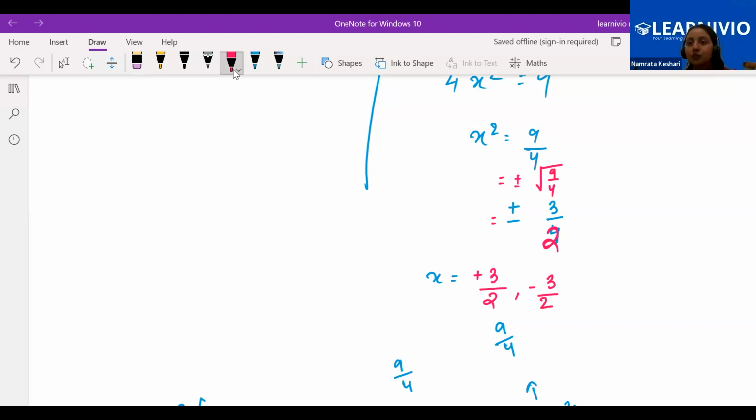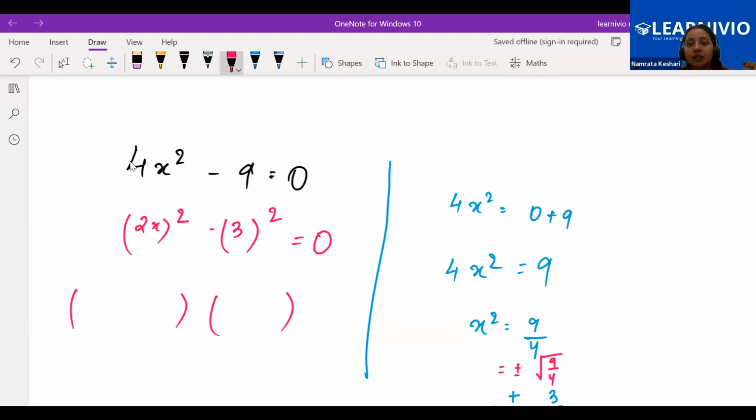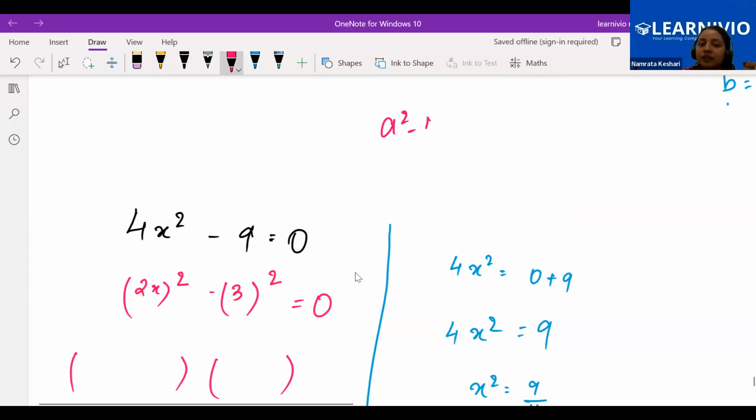This is one of the ways of finding the x value from here. The other way is we can use the identity. We can write it as 2x complete square minus 3 complete square. Does it look like any formula? It's like a minus b whole square. It is a plus b in one bracket, a minus b in another bracket. Oh wait, no, it's a square minus b square. Yeah, this identity: a plus b into a minus b.